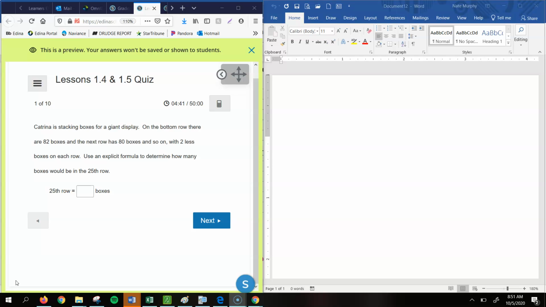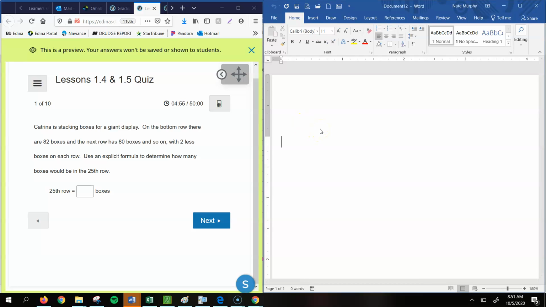So for this first question here, it says Katrina is stacking boxes for a giant display. In the bottom row, there are 82 boxes, and the next row is 80 boxes, and so on, with 2 fewer boxes on each row. Use an explicit formula to determine how many boxes would be in the 25th row.